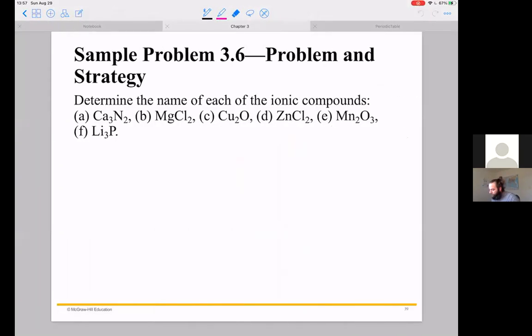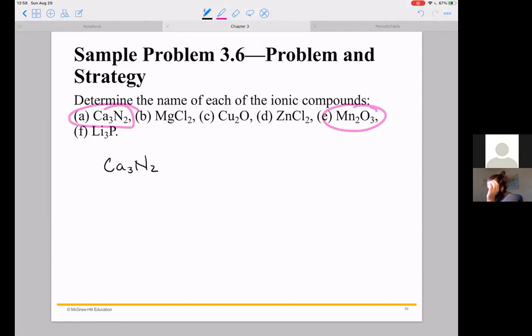All right, so now we've got a few names to determine here. Let's do select ones. Let's do some of the harder ones. We can do an easy one and a hard one, okay? So Ca3N2.